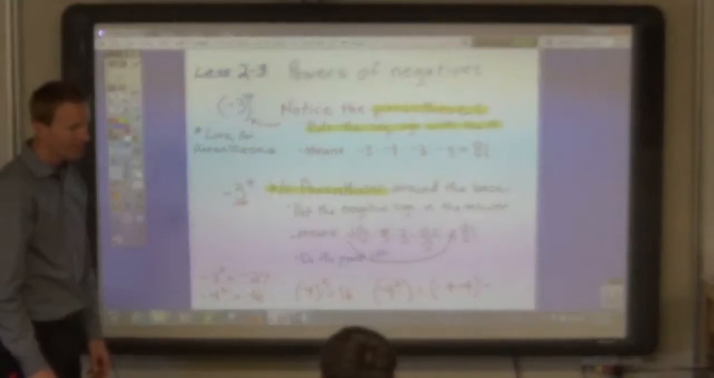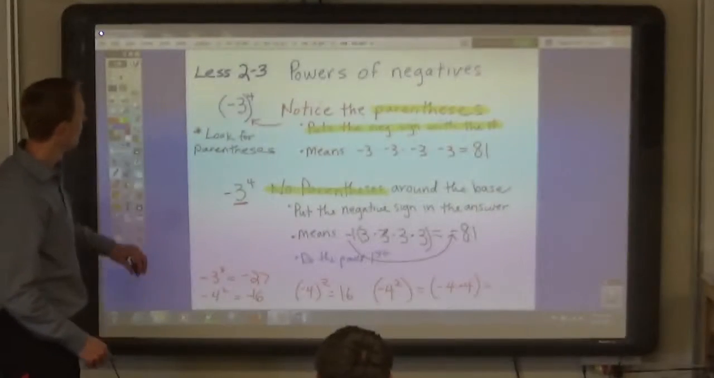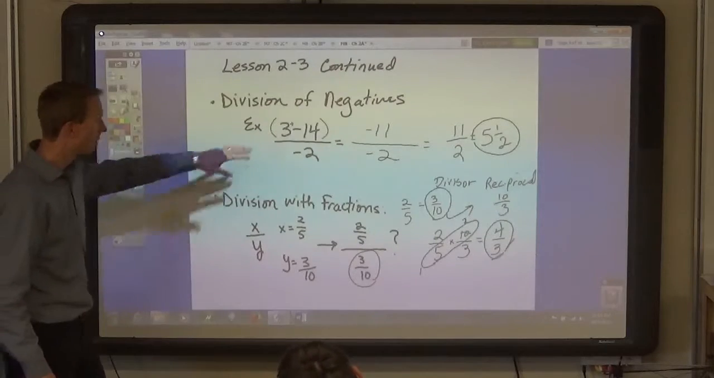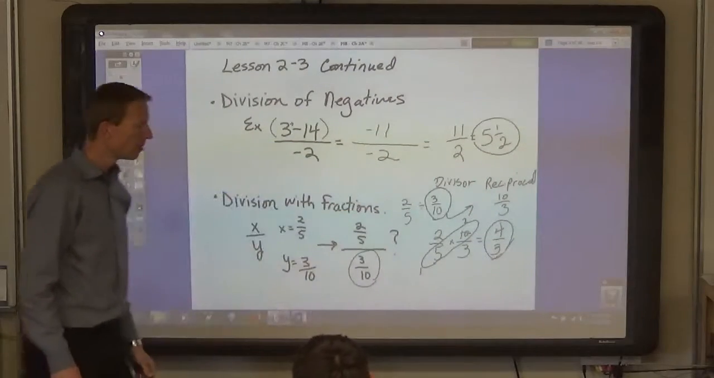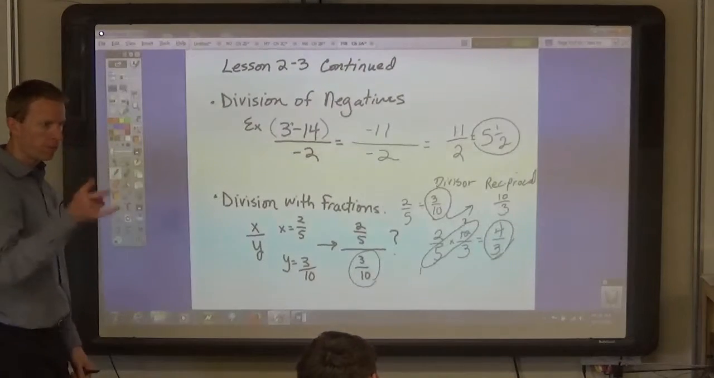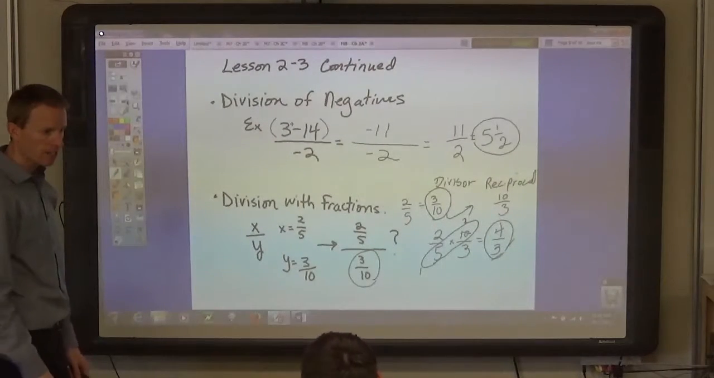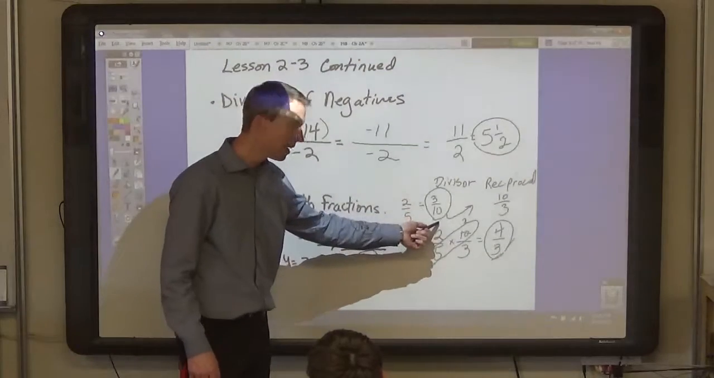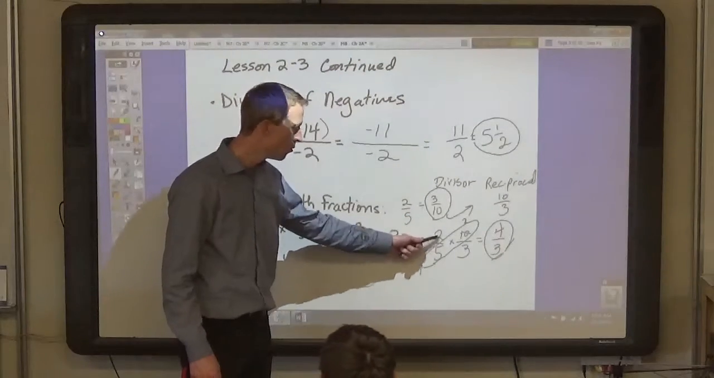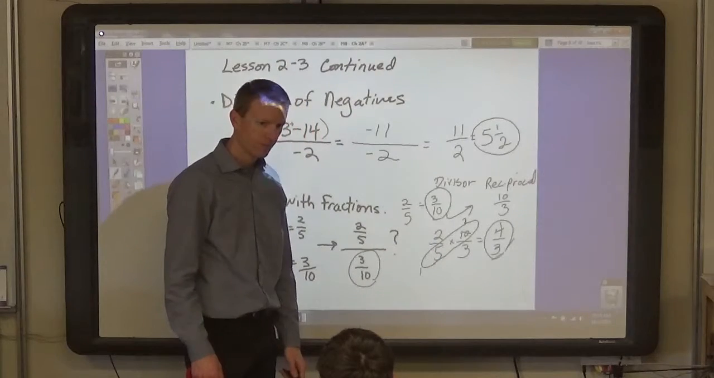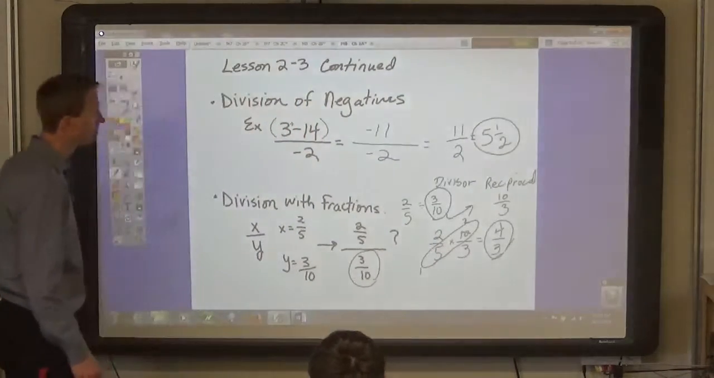Nod your head if you're with me. Understand this? Review, okay. Good. Lesson 2-3, we also worked on dividing with negative numbers. And dividing fractions, you have to flip the fraction and multiply by its reciprocal. So you don't do 2/5 divided by 3/10. You change it to 2/5 times 10/3. And then find the answer.